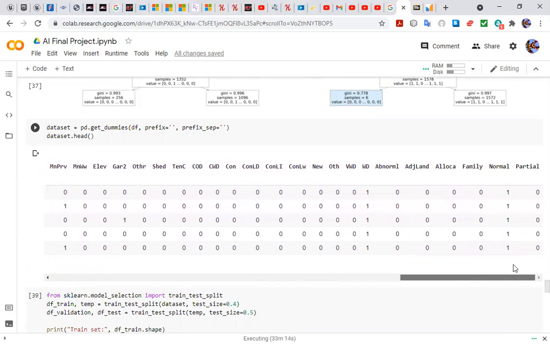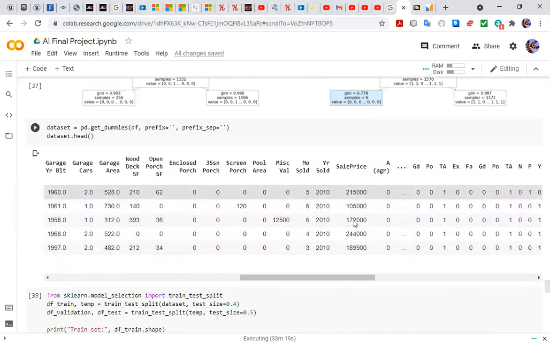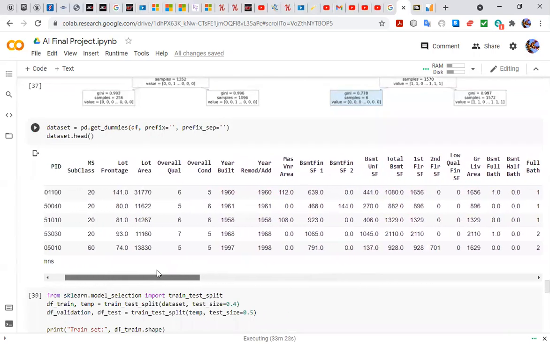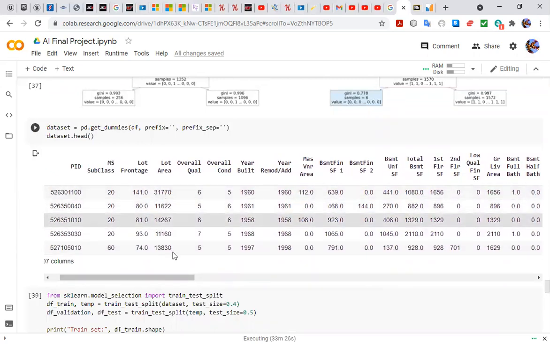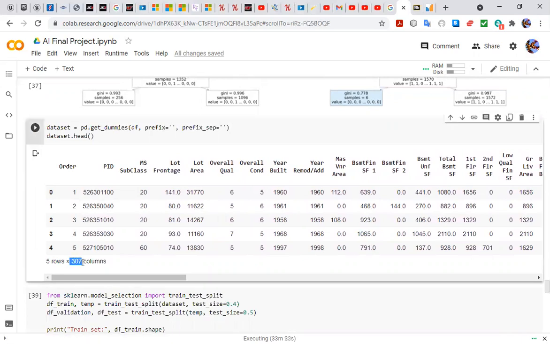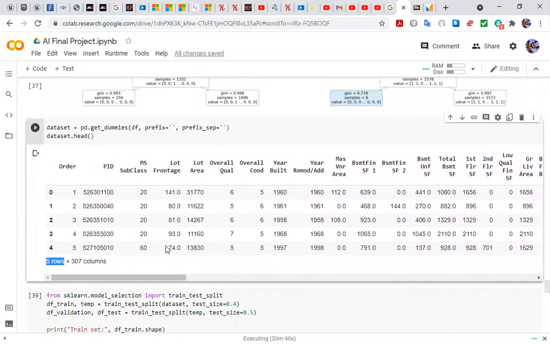This is where I analyze the sale price, and the lot area should be over here. As you see, I have 307 columns, but I printed out the first 5 rows just to show a glimpse of the data set. So this concludes my project, and I hope you have a nice summer. Thank you.